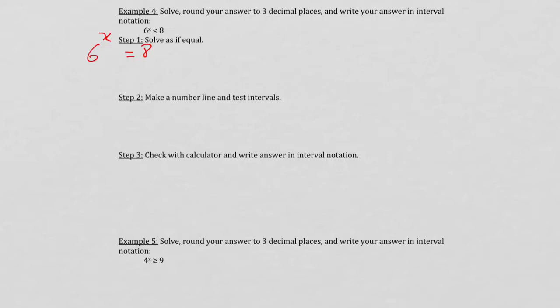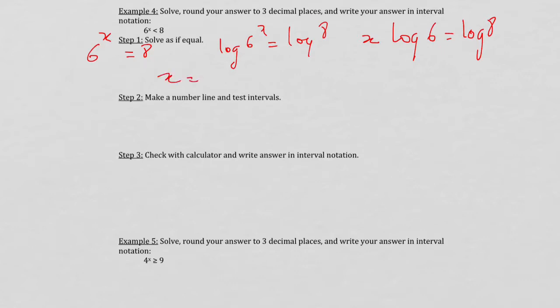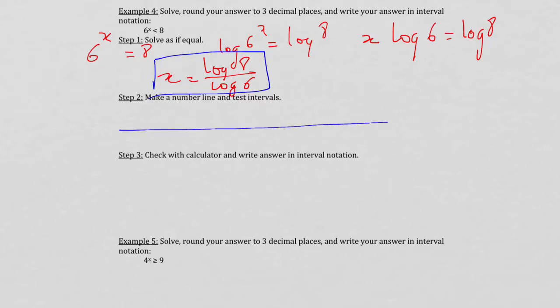And if I do that, I end up to have a log of 6 to the x equal log 8. Then I'm going to have x log 6 equal log 8. And so x equal log 8 divided by log 6. Once you have the expression of your x, you are going to make a number line, and then you are going to say, okay, x is right here. What is the value of x? So let me take the calculator.